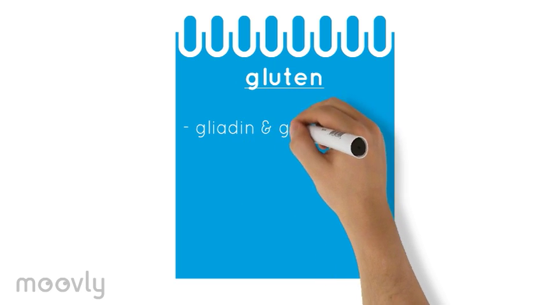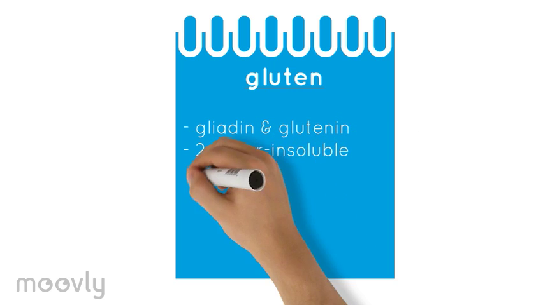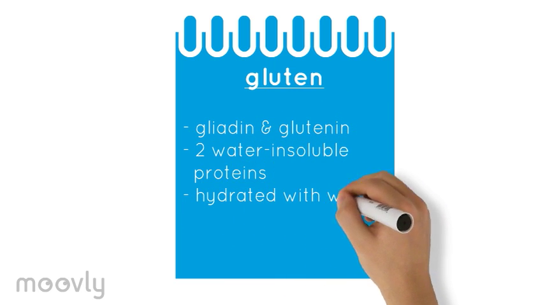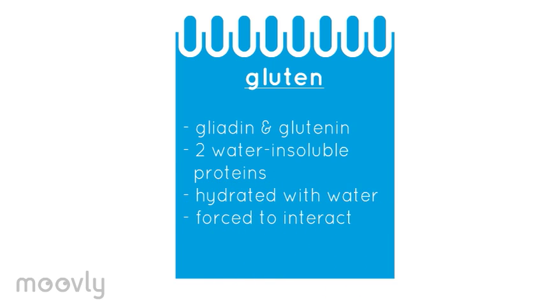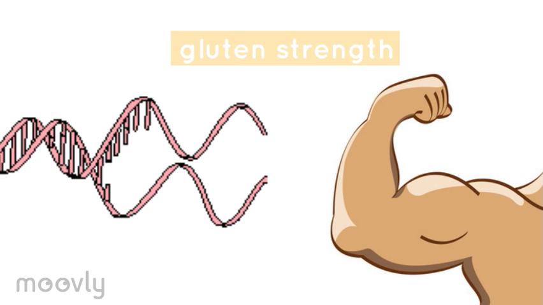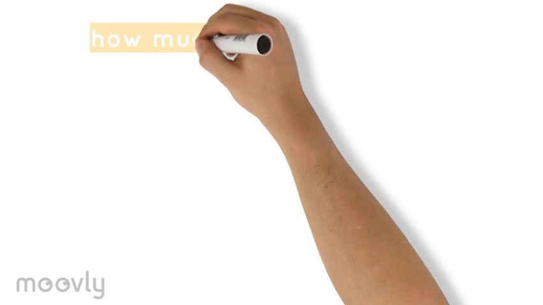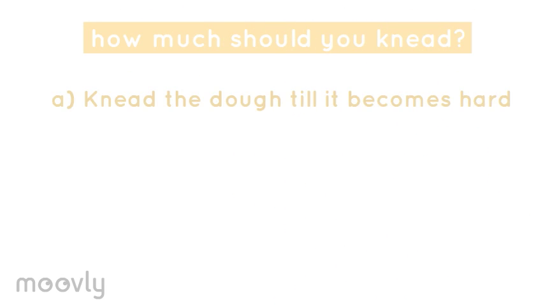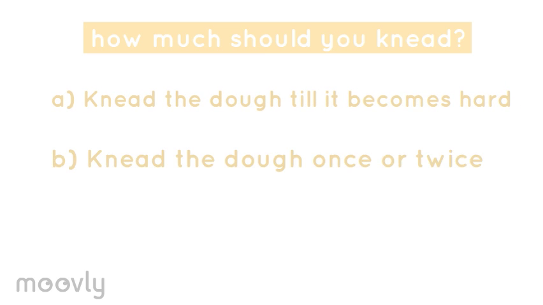Gluten is formed when gliadin and glutenin, two water-insoluble proteins, are hydrated with water and forced to react. Bakers should knead their dough well so the proteins can uncoil and interact with each other to strengthen the gluten network. But how much should bakers knead the dough if they want their bread to be soft? A. Knead the dough till it becomes hard. B. Knead the dough once or twice. C. Don't knead the dough at all.